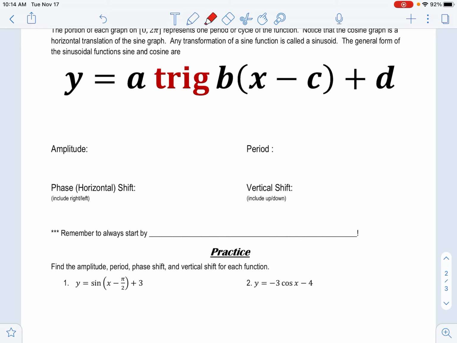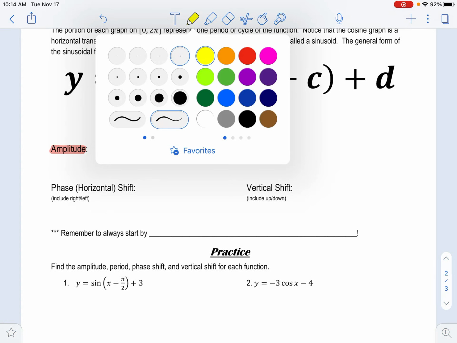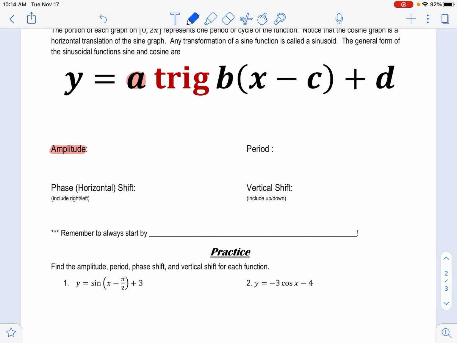Okay, so the variable that represents amplitude is a. Now, amplitude is a distance, so that's one important thing that you need to know. So it's actually the absolute value of a. So if it's -3, the amplitude's 3. Once again, this is the only one we're going to write down a definition of. It's the distance from the midline to the min or max.